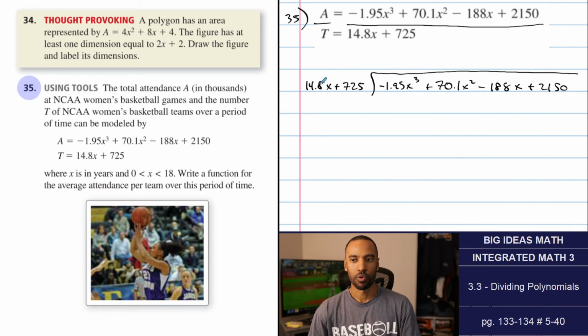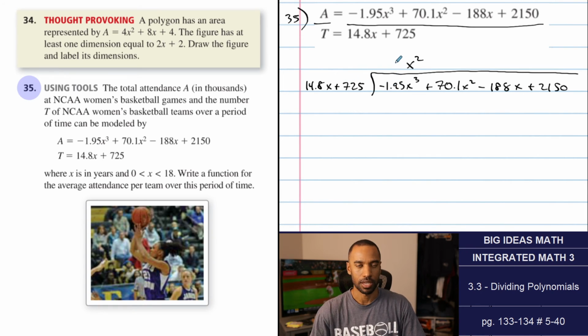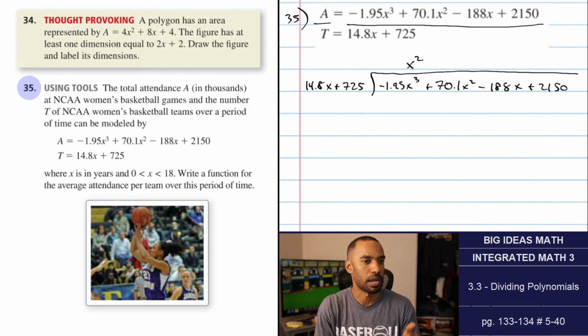We got to figure out how many times 14.8x goes into negative 1.95x cubed. Now x goes into x cubed, x squared times. That's no problem. But how many times does this go into this? You do division. And I just did that number. I did it right here. I didn't write it negative. But 1.95 divided by 14.8 is 0.1317, etc.